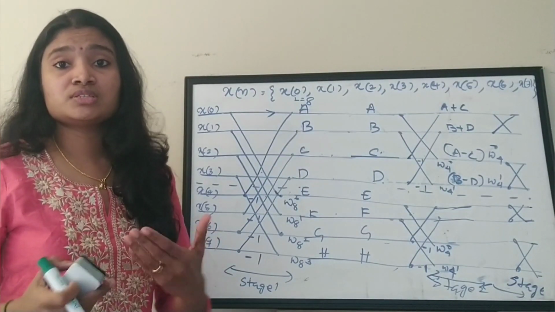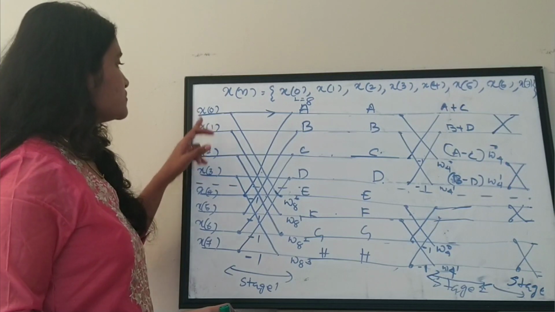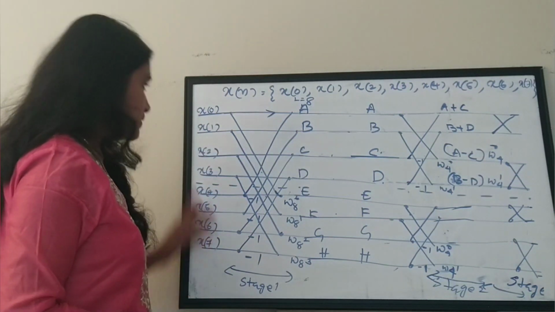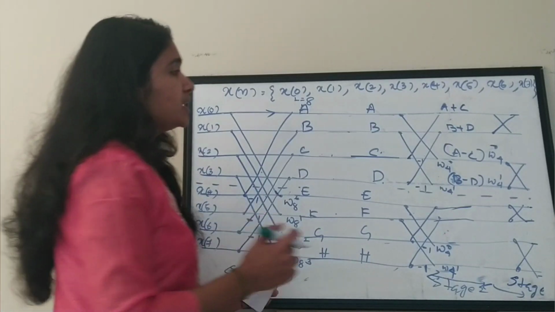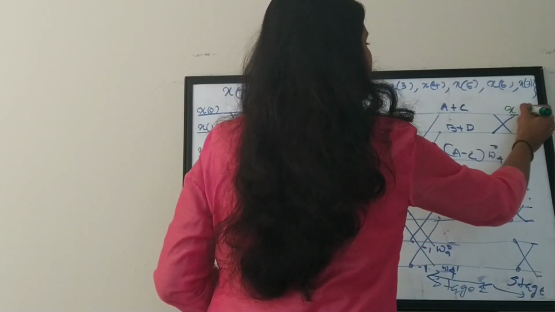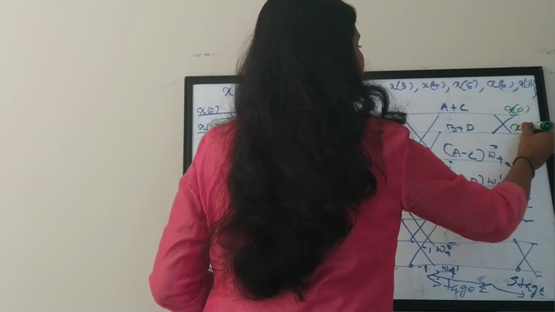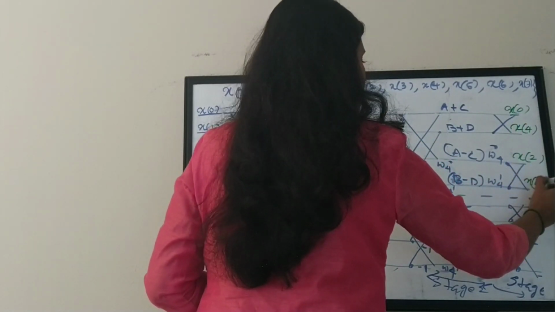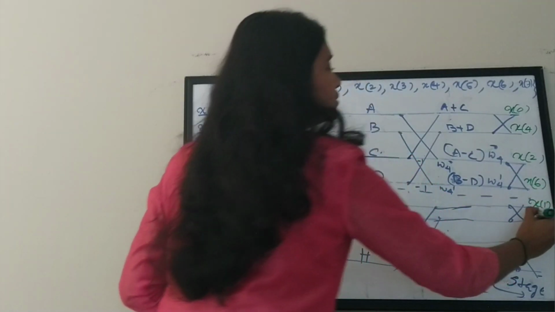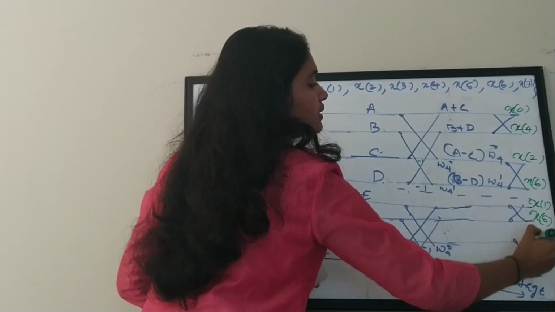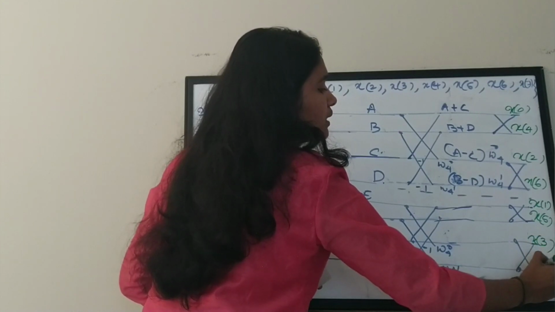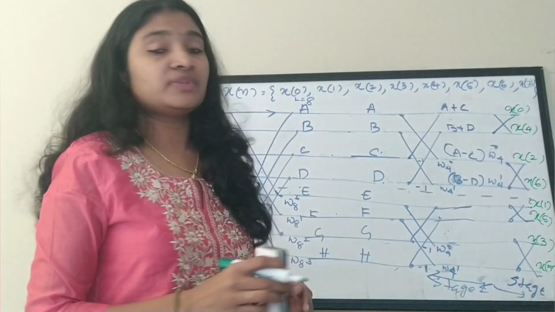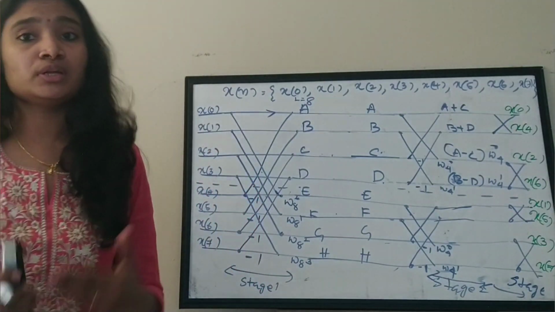Here, if you see, I have given x of 0, x of 1, x of 2, x of 3, x of 4, x of 5, x of 6 and x of 7, which is in the correct order. But the outputs will be in the order x of 0, x of 4, x of 2, x of 6, x of 1, x of 5, x of 3 and x of 7. So this is the order of the output, that is the bit reversed order of your input.